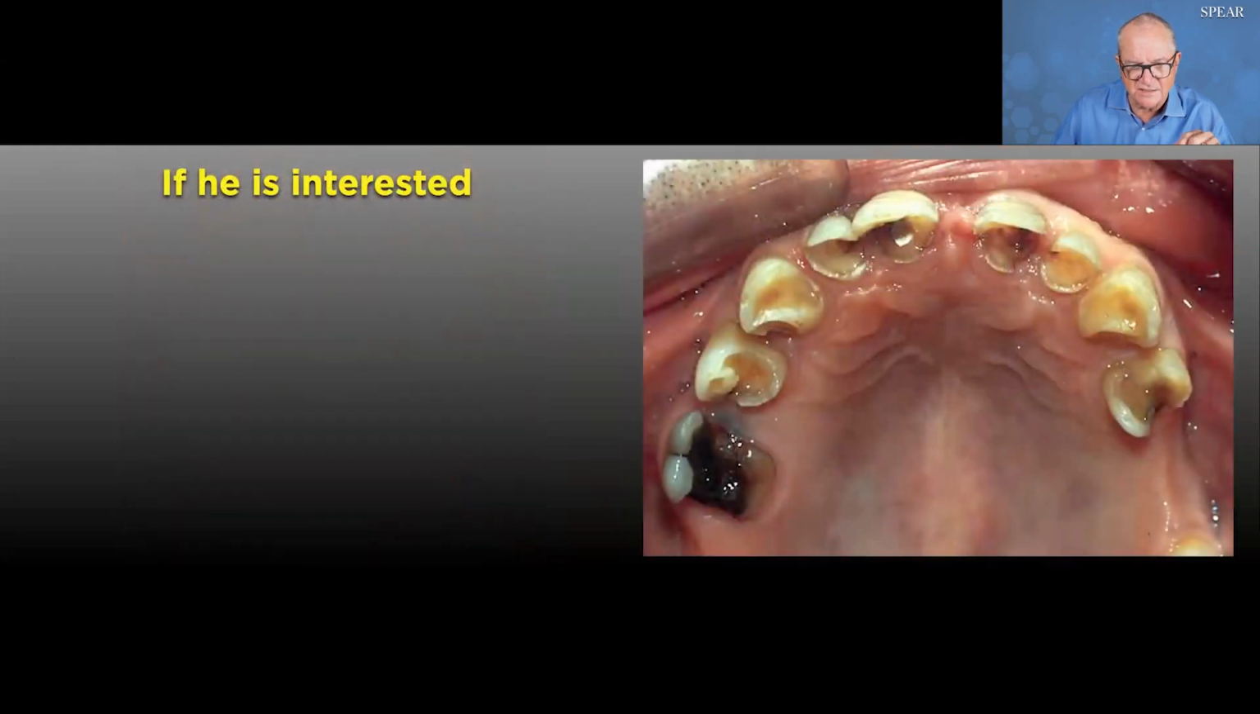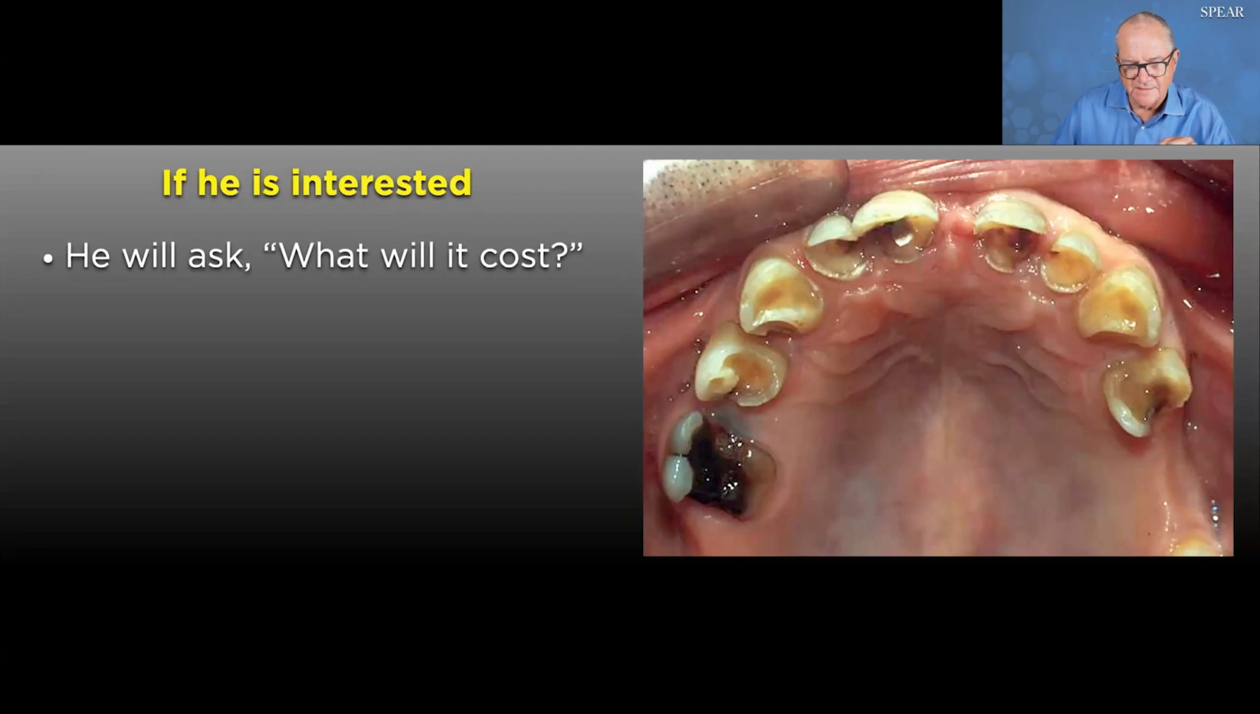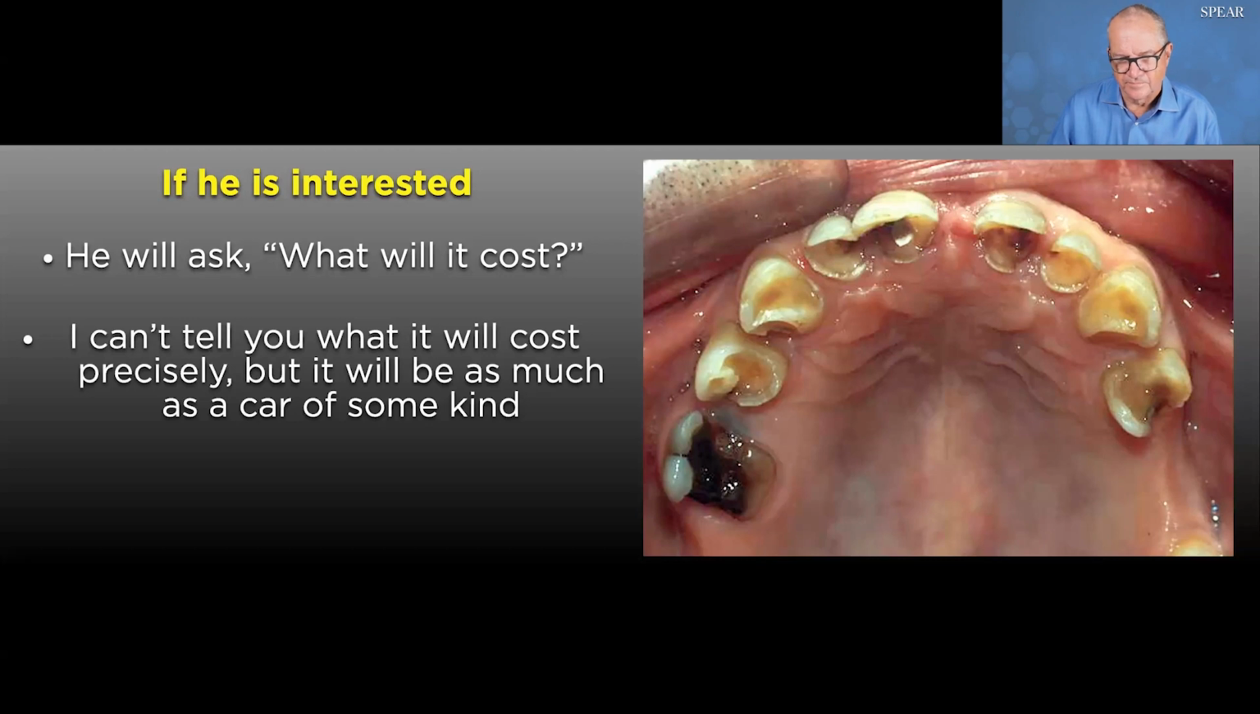And I can promise you, if the patient has an interest, they're going to ask, how much will it cost? And that is a great question, because that means they have an interest. And what I have said for almost 40 years now in practice, when somebody has a complex problem like this and they ask what it costs, my answer is it's going to be as much as a car. And the patient, if they're still interested, are going to say, what kind of car? Every time. And the answer is, that's up to you. It could be a Mercedes. It could be a Chevrolet.